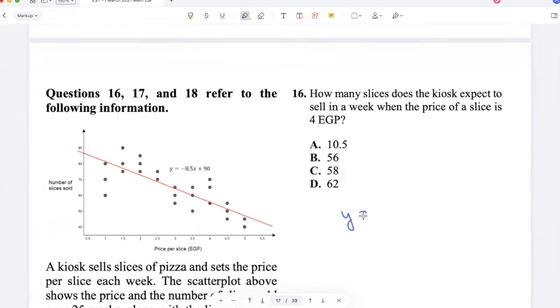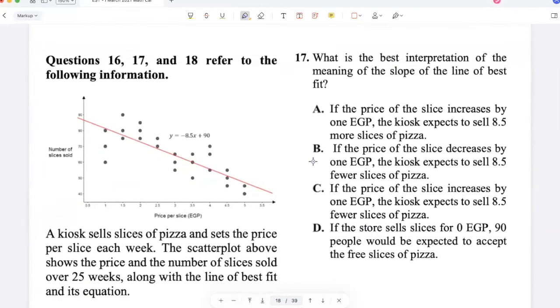So y is minus 8.5 into 4 plus 90, right? So 5 fours are 20, 0 carry 2, 8 fours are 32, and 2 is 34, plus 90. So that's 56, right? So the kiosk expects to sell 56 slices.